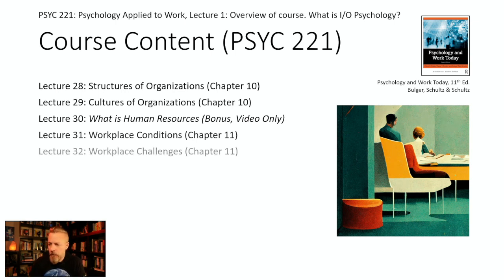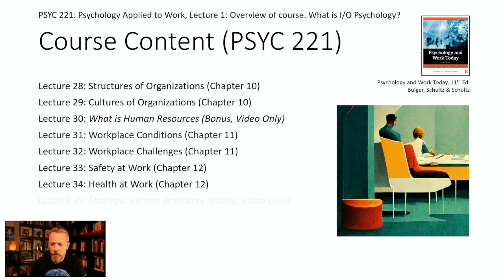And anyway, chapter 11 is workplace conditions and workplace challenges. And then notice now we deviate as we're getting into test 4 and test 5. We don't have as many bonus lectures. It's just the way things worked for how many lectures there's supposed to be in this class. So we're getting right into another chapter, and that is chapter 12, which is safety at work and health at work. And then we have the second bonus lecture, and that is also an interview with another human resources professional, this about what's called strategic human resources.